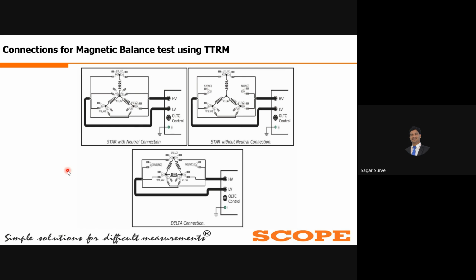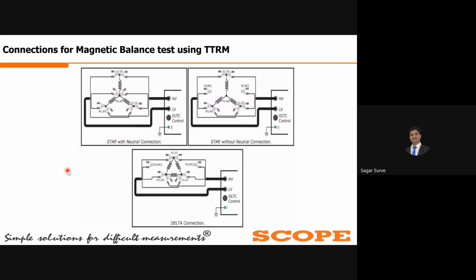And now we are coming towards the connections of the magnetic balance test. How are we actually going to perform the magnetic balance test on the transformer? How are we going to connect our transformer windings and the instrument accessories or test lead sets? During the magnetic balance test, we perform it at any one side of the transformer. Suppose we are connecting it to the HV side, if the HV side is in star connection, in that case we have to put both HV and LV winding cables to the same bushing.